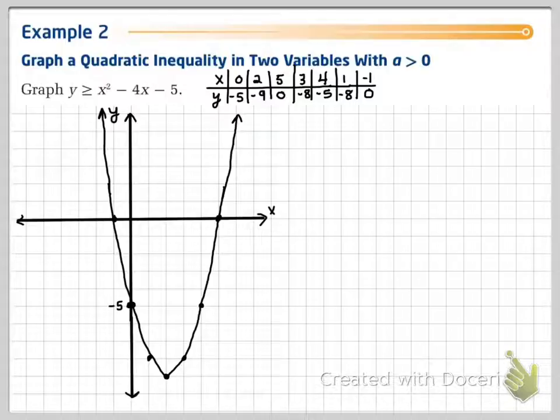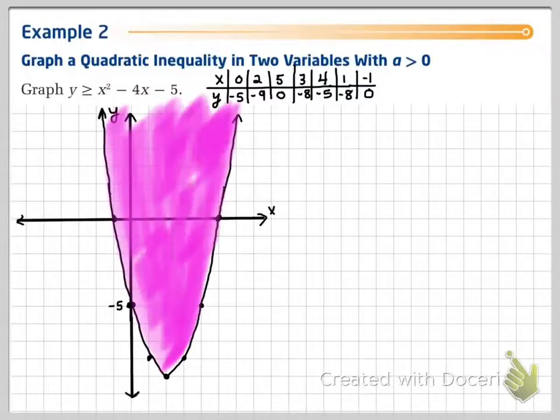And when it says that y is greater than or equal to it, that means I've got a solid line. I'm going to leave it as a solid line, and I'm going to shade in everything above it.